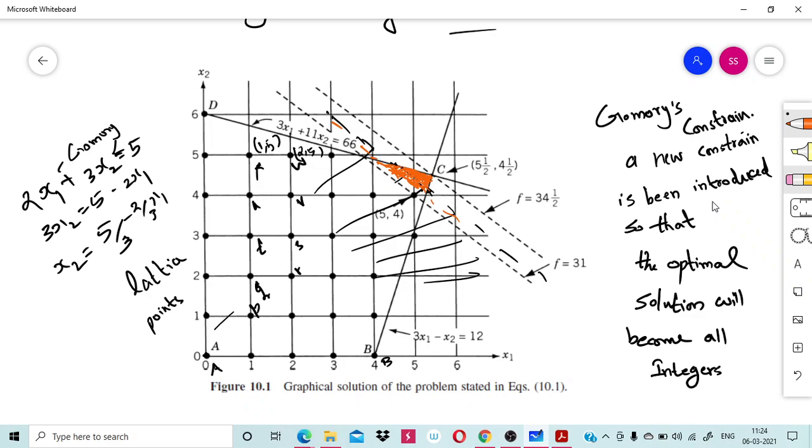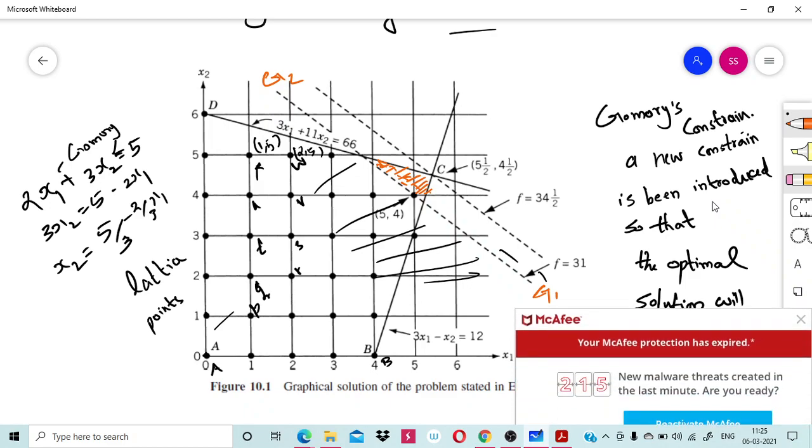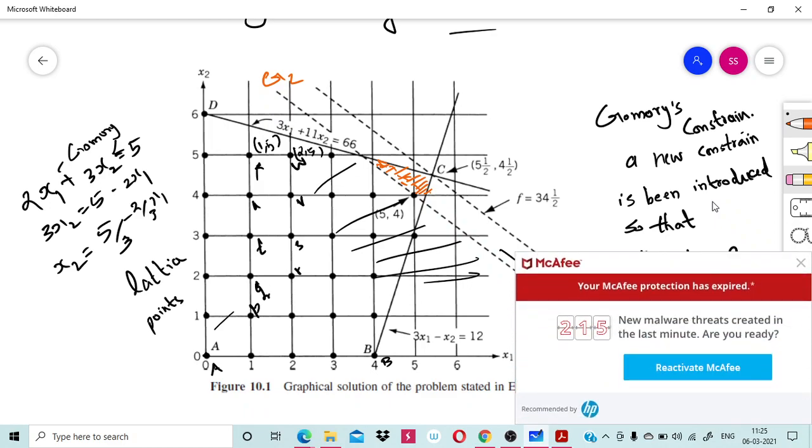integers. For example, let me consider a Gomory constraint in the form of a straight line like this. Let it be G1 and G2. This is our Gomory constraint. In this case we have cut off this much area from our initial feasible region, and we got this.